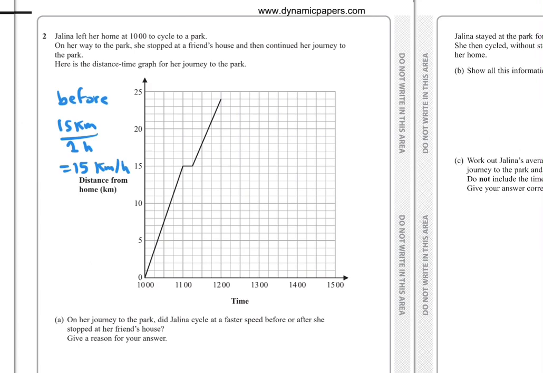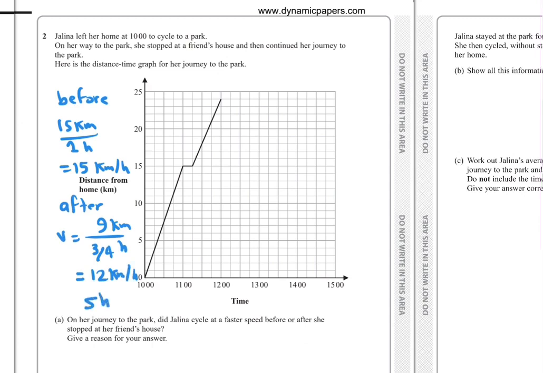Same to find the speed after she stopped, rise over run, rise from 15 to 24, so 9, and run 3 squares, so 3 over 4 hours, because 4 squares represent 1 hour, so 3 squares represent 3 over 4 hours. So after she stopped, the speed equals 9 kilometers over 3 over 4 hours, which equals 12 kilometers per hour.